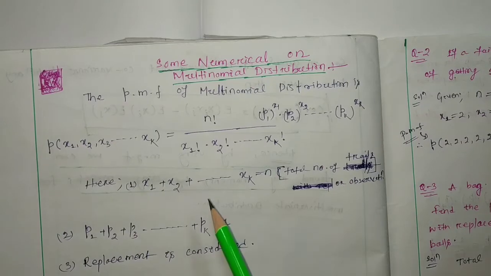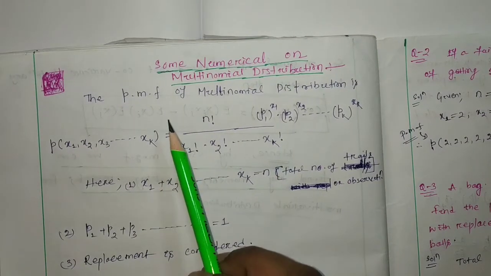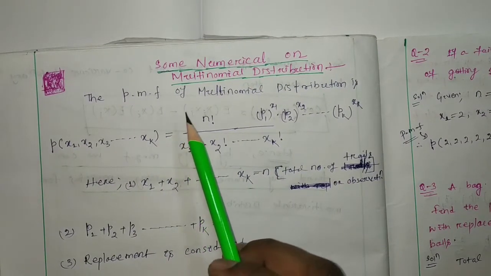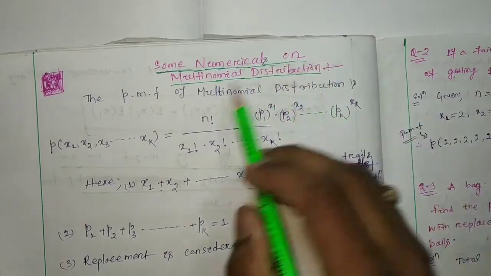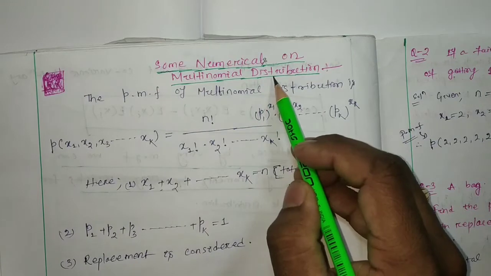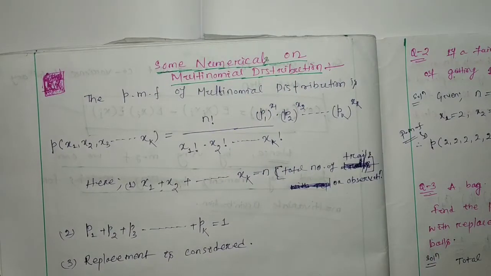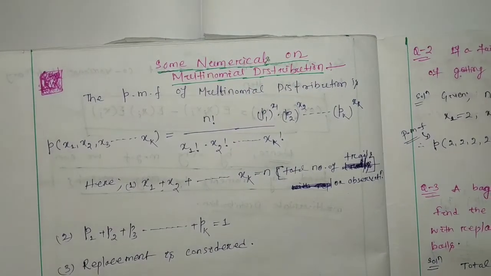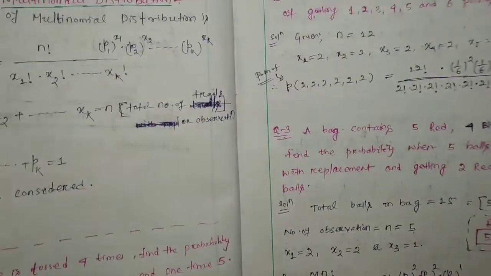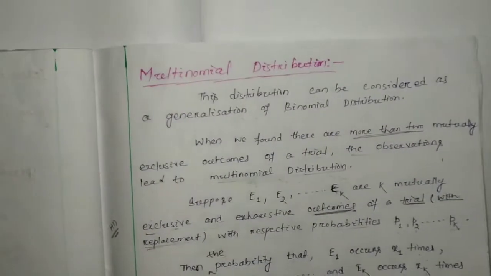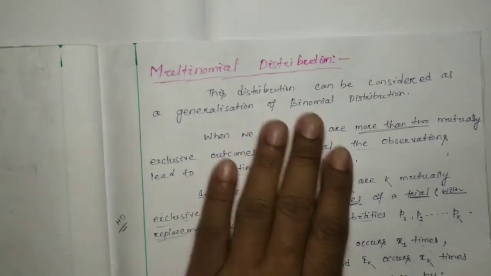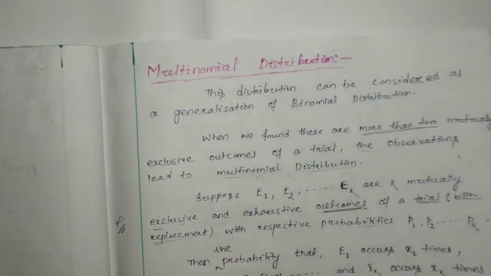As I told in our last class, in this class we are going to discuss some numericals based upon multinomial distribution. Remember, in our last two classes we discussed in detail about multinomial distribution, and how it is the generalization of binomial distribution, that also we discussed.